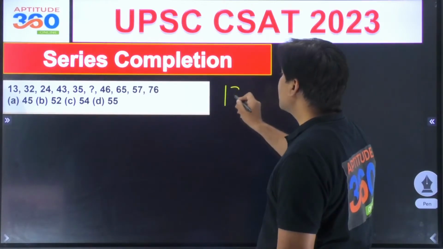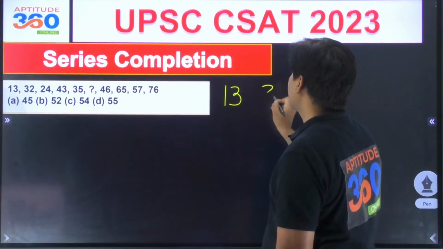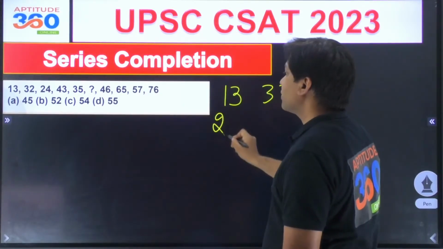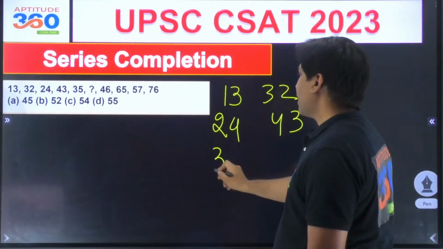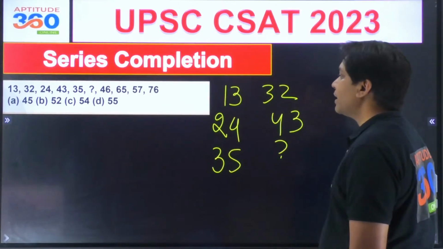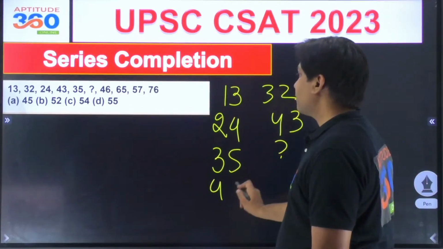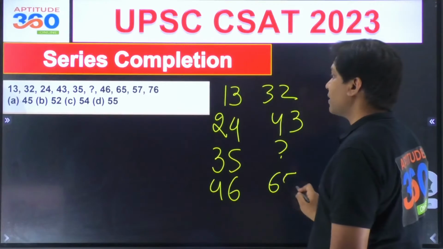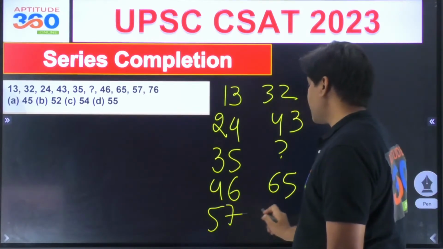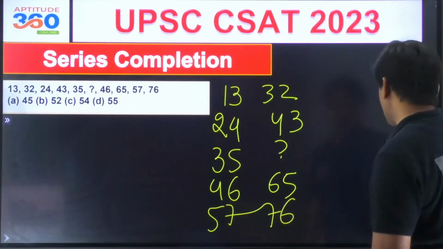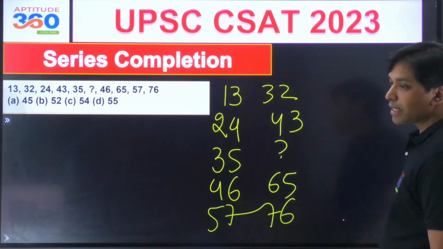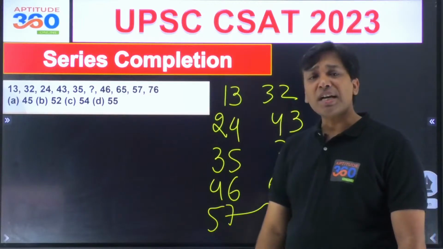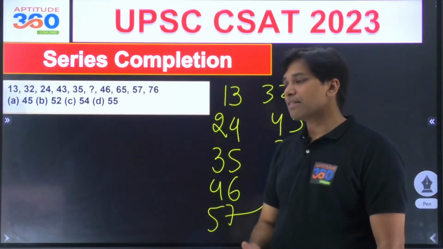So this is 13, then 32, 24, 43, 35. This number we have to find out, isn't it? And then 46 and then 65, 57 and then this was 76. What do you think is the answer? What is the answer? Vishal is getting the answer, Divya is getting the answer, Shivam is getting the answer.